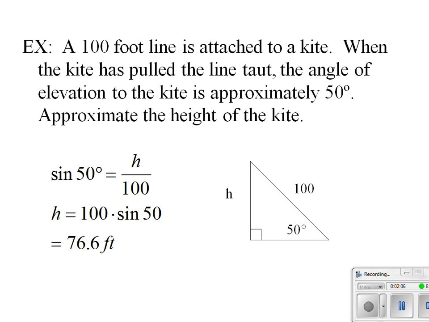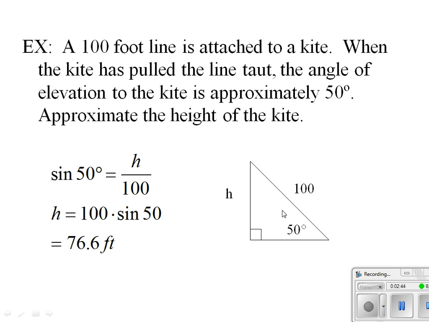Okay, I put in an example with just a basic right triangle question. So it says we have a 100-foot line attached to a kite. And when the kite has pulled the line taut, the angle of elevation to the kite is approximately 50 degrees. Approximate the height of the kite. Well, first of all, a lot of times we'll use like this 100-foot line. When you see the word line, you want to be thinking of a rope or a string. And when the kite has pulled the line taut, that means now you have a line, literally, like a geometry line, straight line. So anyway, the angle of elevation is 50.